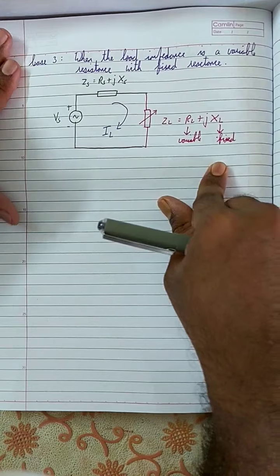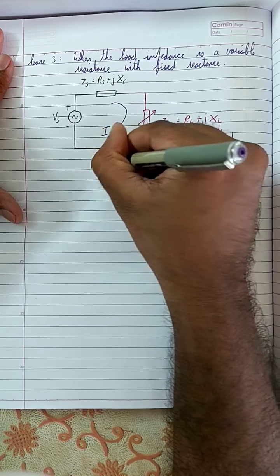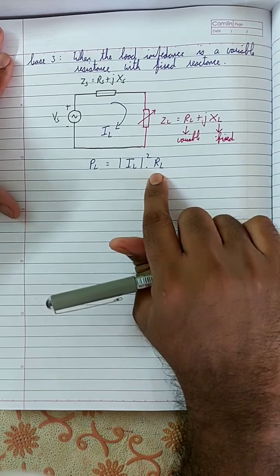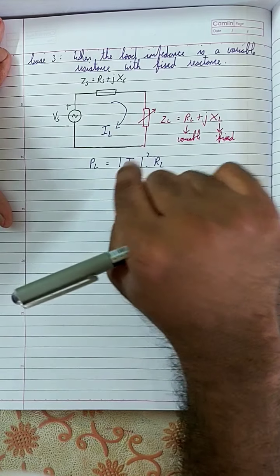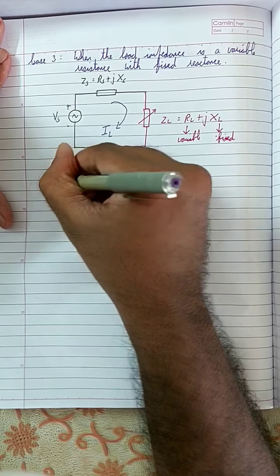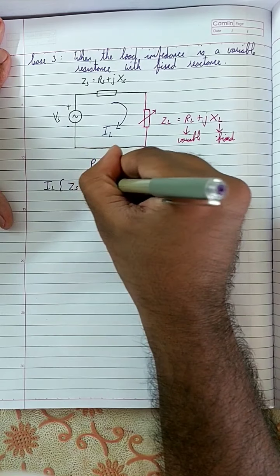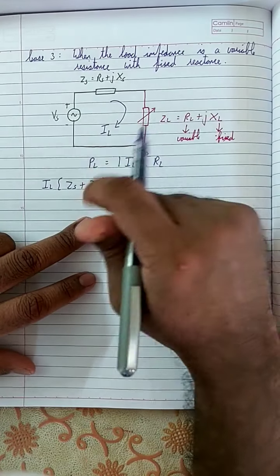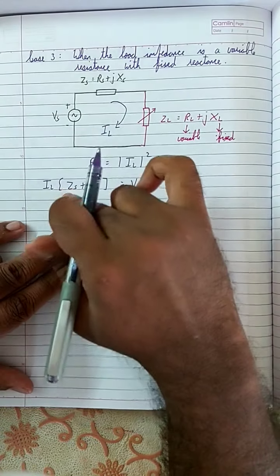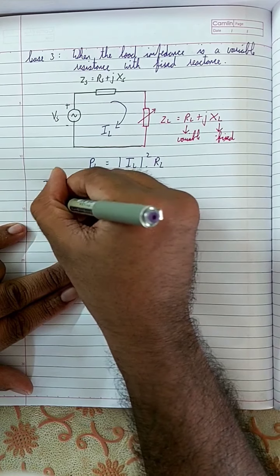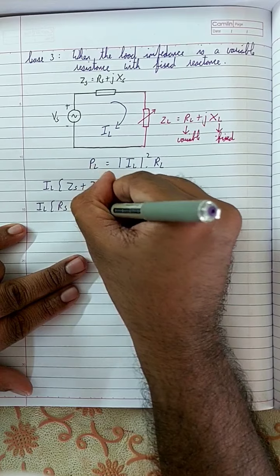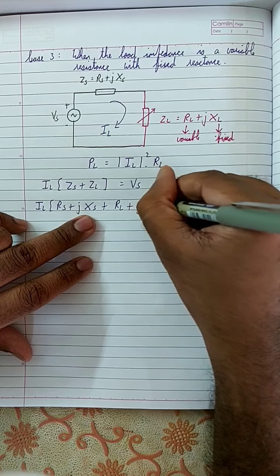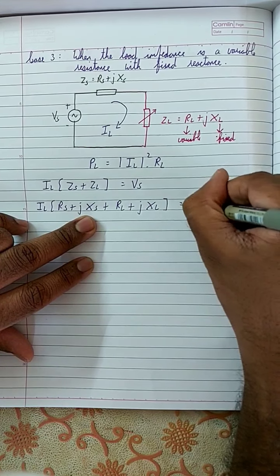Okay, so as usual, we know the equation for power, right? PL is equal to magnitude of IL the whole square into RL. This is the equation for power, and the equation for IL is IL into (ZS plus ZL) is equal to Vs, just like your mesh analysis. Okay, so we know what ZS is. It is Rs plus JXS, and ZL is RL plus JXL, equal to Vs.